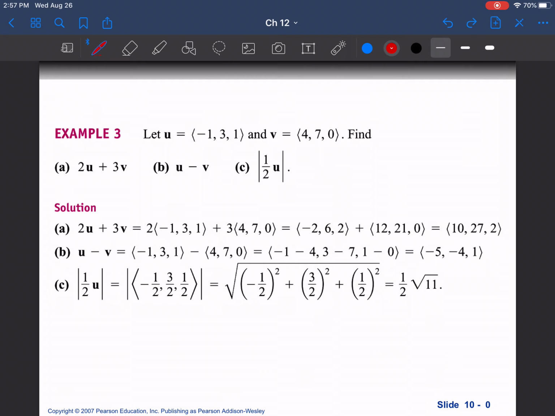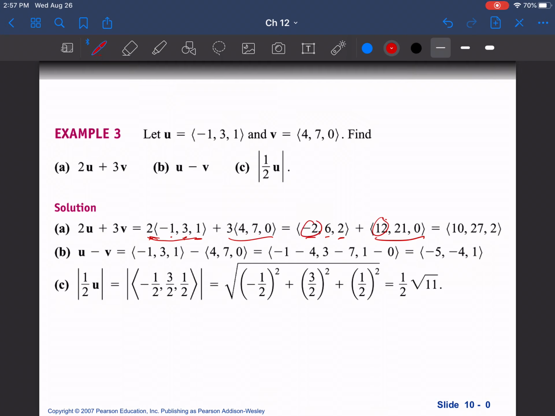Let u equal a vector with components -1, 3, and 1, and v be a vector with components 4, 7, and 0. So find these different things. Here you can see the solutions are already there for you, so take a look. Here all you did was multiply this 2 through, so 2 times -1 is -2, 2 times 3 is 6, 2 times 1 is 2. I'm going to do the same thing for this one, and that'll get you that there. And then actually go through and add up component by component.